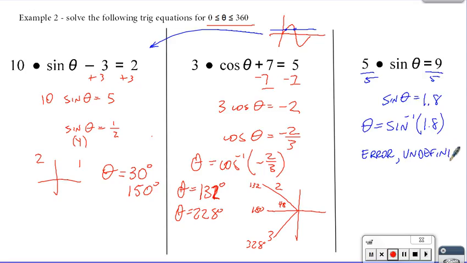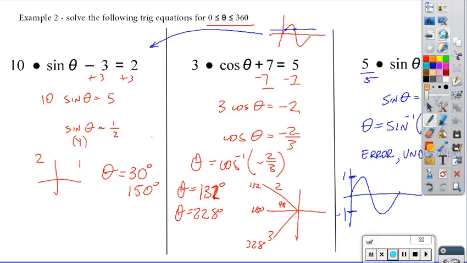And let's think about this. Why does that happen? Well, that happens because our sine and cosine curves always revolve between 1 and -1. So that's the only eligible range of values, 1 to -1. 1.8 is larger than 1, therefore there is no angle that would make that true. And let's move on here.